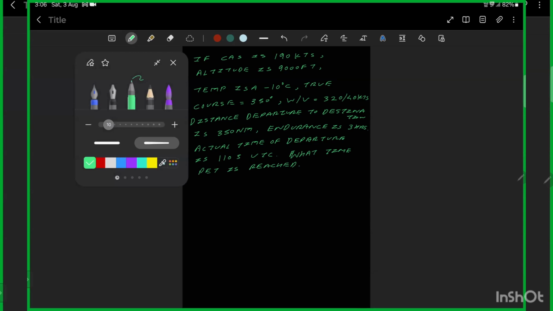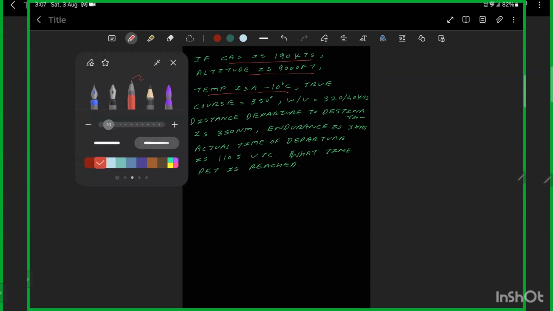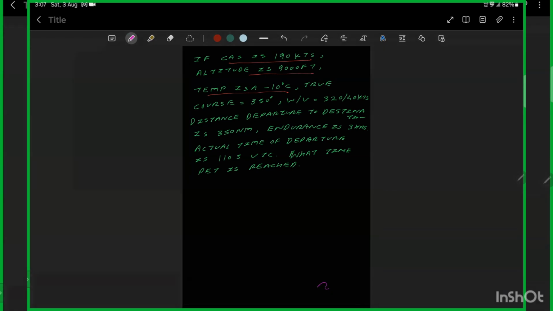The data given to us is: we have CAS, which is 190 knots, we have altitude 9000 feet, and we have ISA temperature, ISA minus 10 degrees Celsius. Okay. If you have CAS, altitude, and outside air temperature, what can we find out? TAS. TAS.